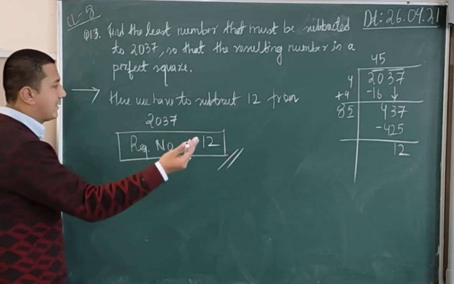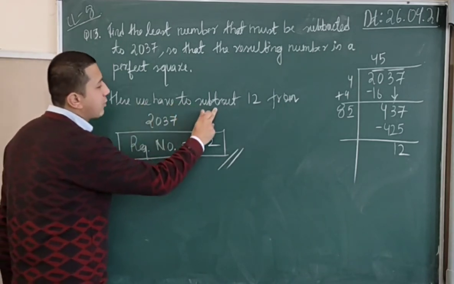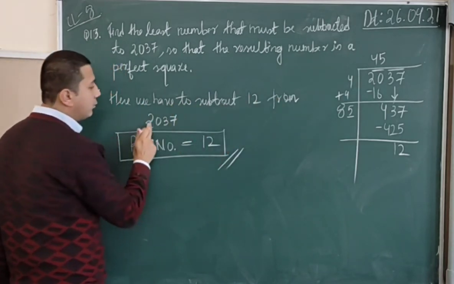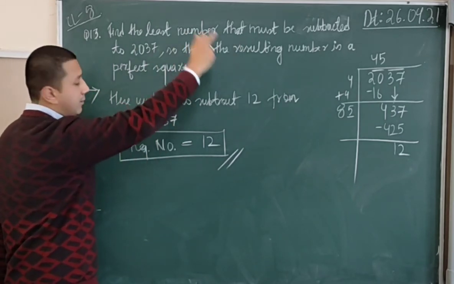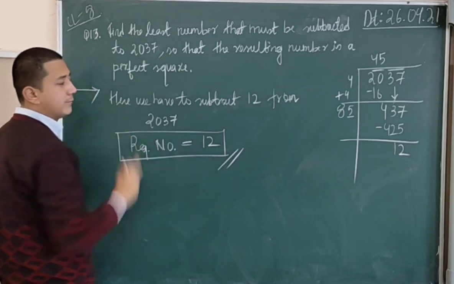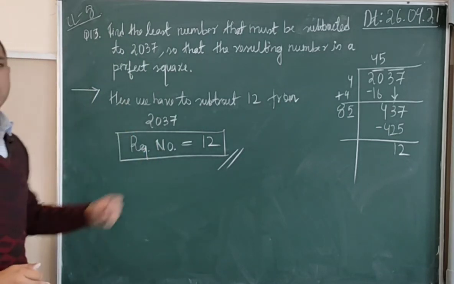So what will be the answer? Here we have to subtract 12 from 2037. So what is the required number that must be subtracted? The required number is 12. Okay, so please pause the video, note it down.